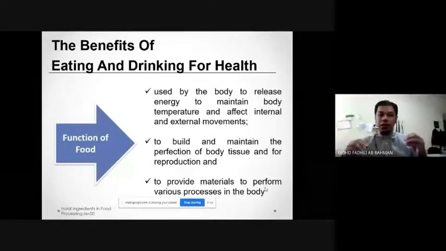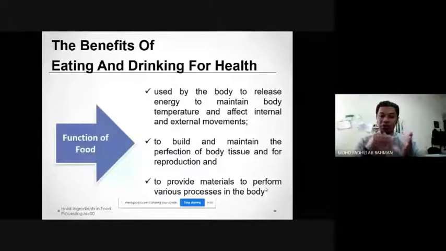Ataupun senang kata dia ada dua gula. Daripada dua gula tadi, disakarida, dia akan pecahkan kepada monosakarida, ataupun glukosa yang masuk dalam darah. Dia perlukan mineral dan vitamin. Itu yang kita kata provide materials to perform various processes. So function yang ketiga ni mainly kita perlukan daripada nutrient, vitamins dan juga minerals yang kita ambil.